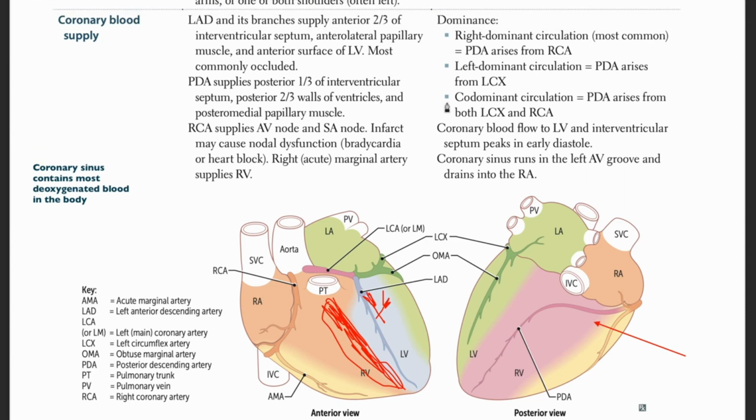Okay, and then you have coronary sinus running in the left AV groove. You need to know this location because they will ask you this, like, where does coronary sinus drain? Right, it drains into right atrium. Okay, so right there, it would drain.